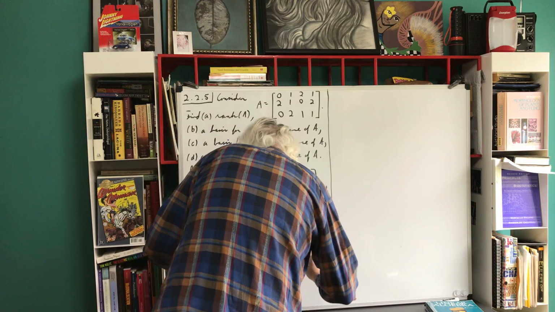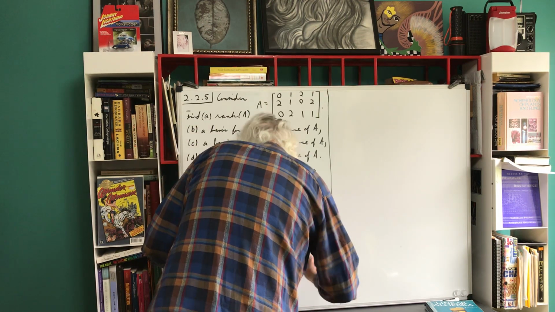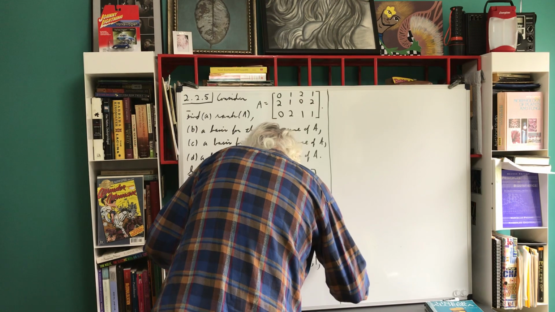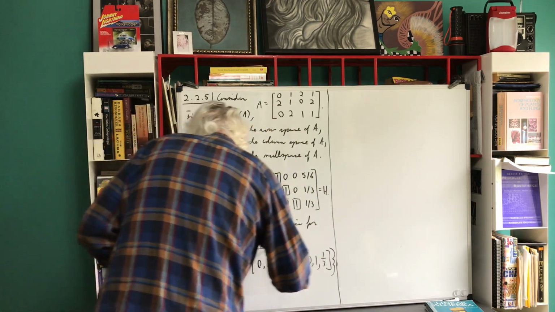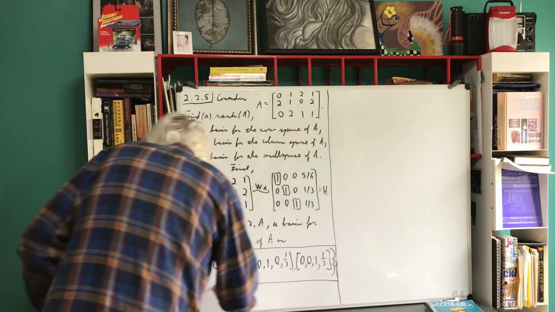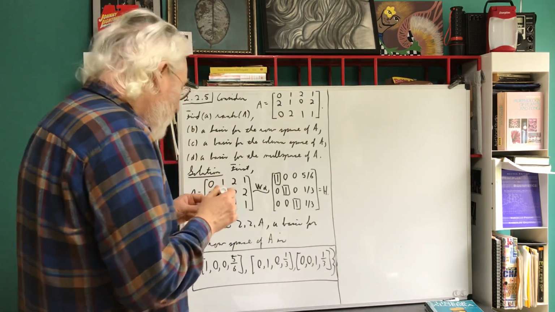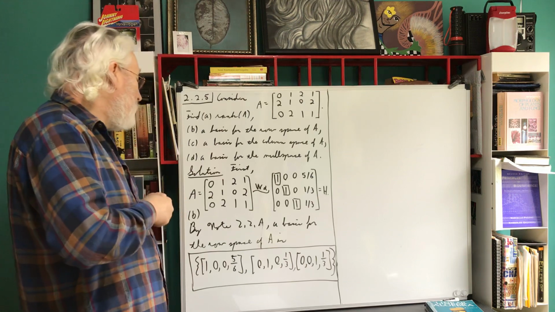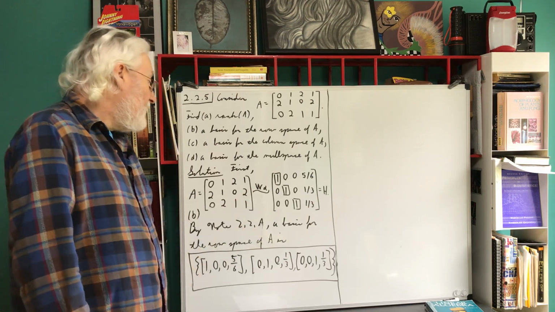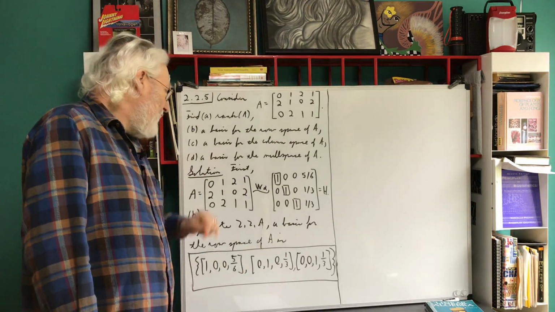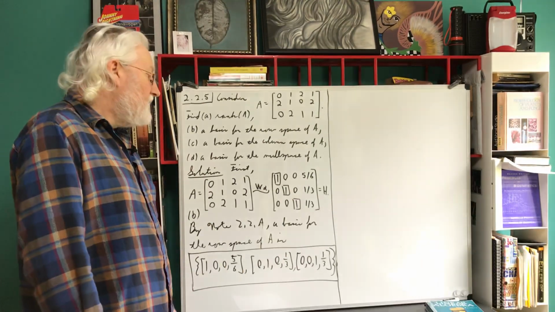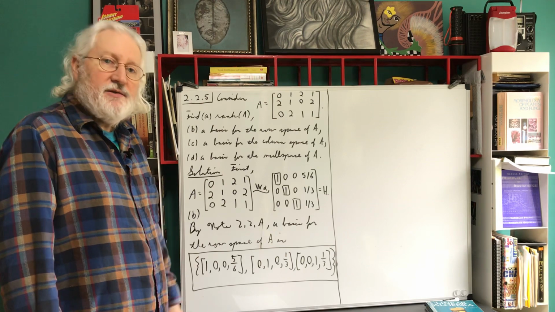We're finding a basis, and it has 3 vectors in it, so it must be a 3-dimensional space. So for part B, the basis for the row space of A consists of those 3 vectors, a 3-dimensional space. By the way, the vectors each have 4 components, so this is a 3-dimensional subspace of R4.